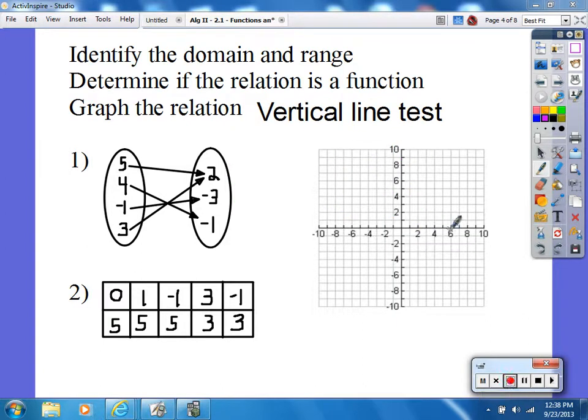So I'm going to graph 5, comma 2, 4, comma -1, -1, -3, and 3, comma 2. Do you agree with my graph? Just those 4 points, right? Now, is this a function? Why?